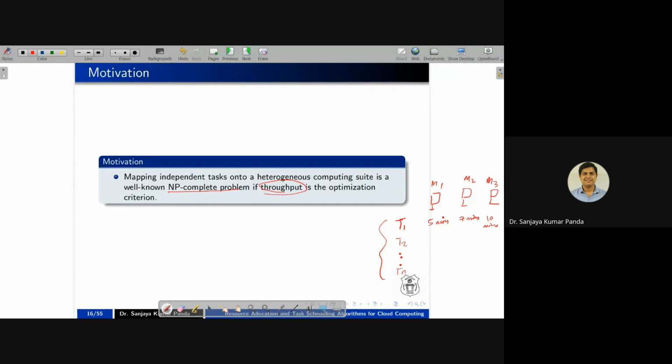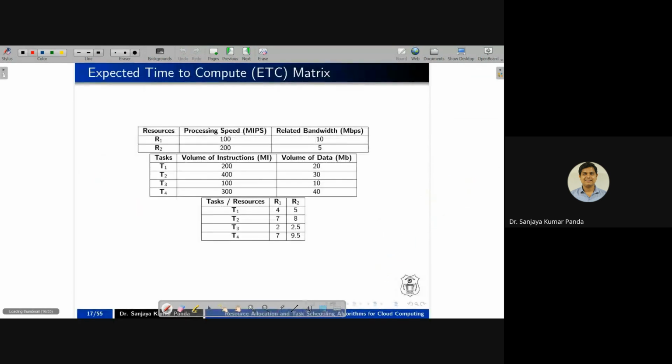Now you may ask how to calculate how much time a task will take on a particular machine. It is based on some parameters. So you can see in this slide. Assume that I have 2 resources. Let us take this as resource number 1, and this is another resource, R2. We have 4 different tasks: T1, T2, T3, T4.